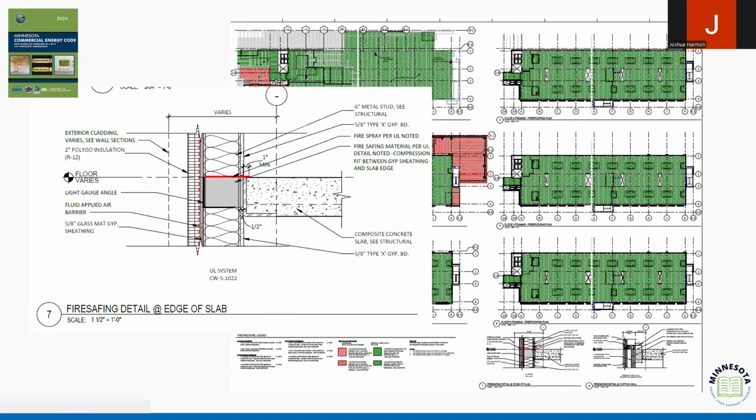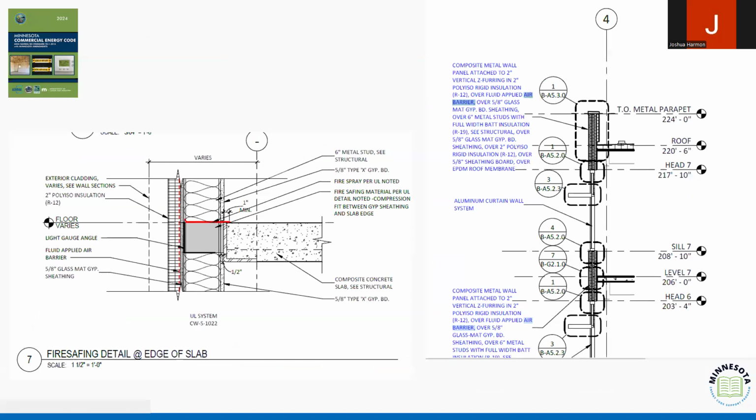And we see here they identified, in this red dashed line, I'm losing my mouse, red dashed line, that fluid applied air barrier, right? That's the dashed line. The flat line is going to be their fire spray, right? And so they're showing the relationship between the air barrier and the fire draft, the fire blocking, right?